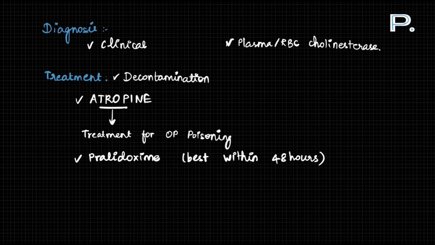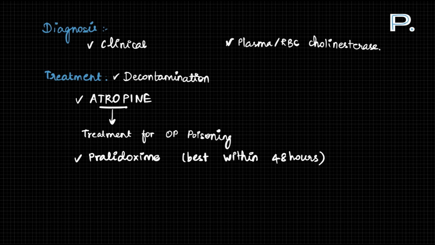Let's proceed. Now, when do you suspect a case of OP poisoning? The diagnosis is usually clinical. When I say clinical, it means you have to extract the occupational history of the patient or any significant exposure to insecticides or organophosphates, and the classic muscarinic and nicotinic symptoms that we have just discussed. And if you have to confirm OP poisoning, you could do either a plasma or RBC cholinesterase test.